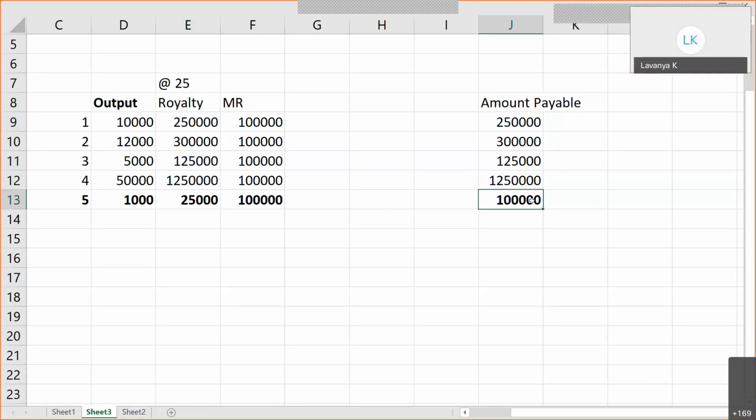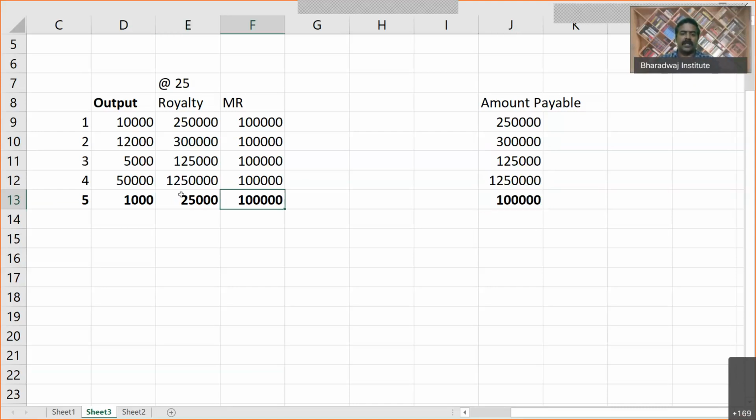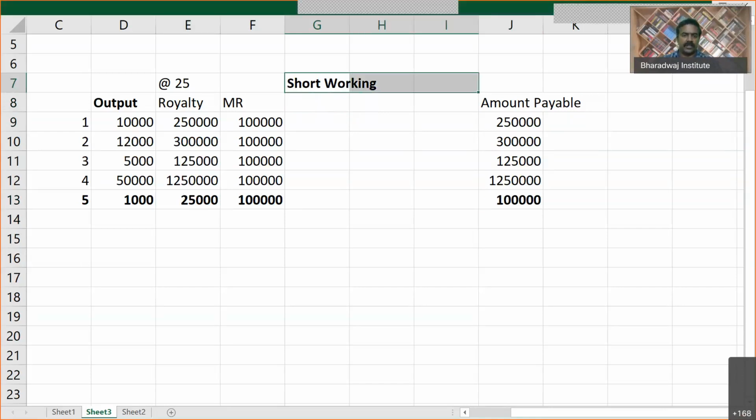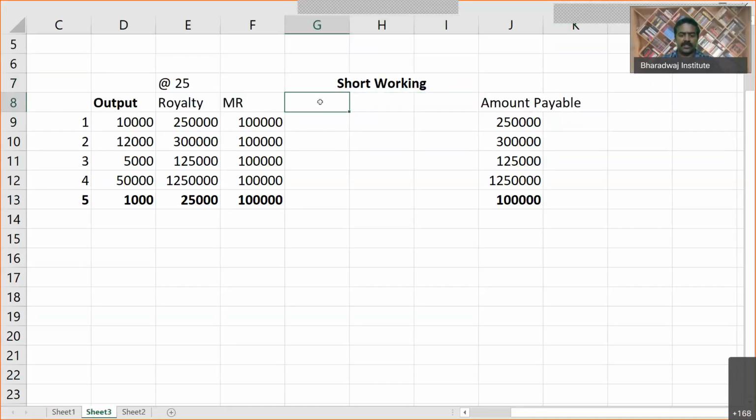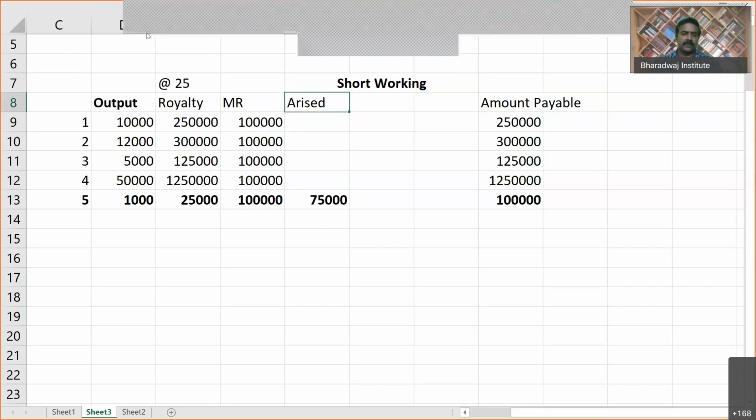Minimum rent, otherwise called dead rent, becomes payable when the actual royalty falls below that amount. The excess amount that you are paying, we call it short workings. There are three types. If there is a short working of 75,000 rupees, whatever you pay extra, we call it short workings arisen.